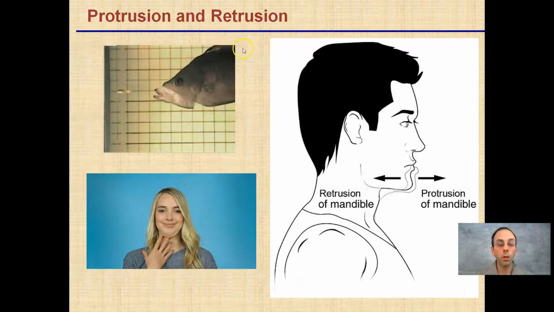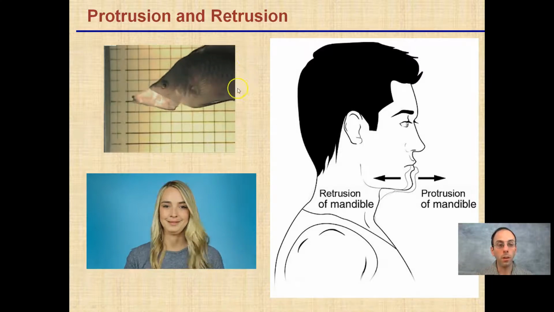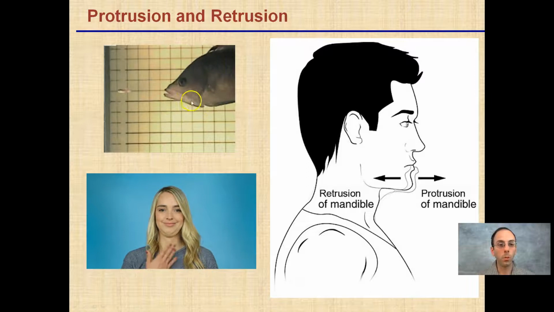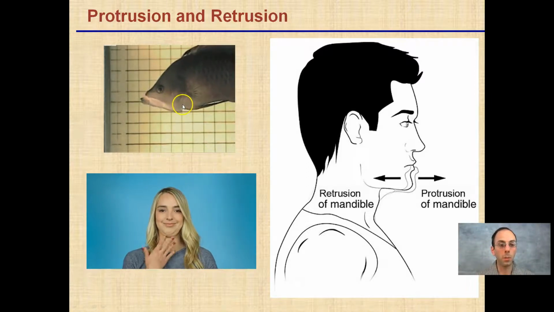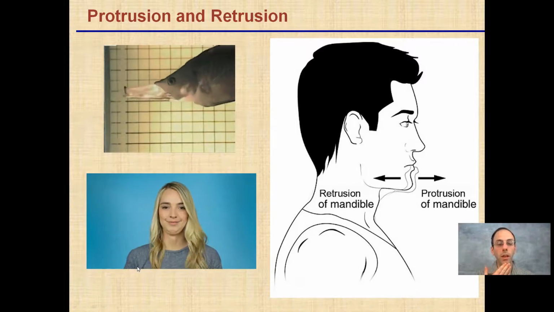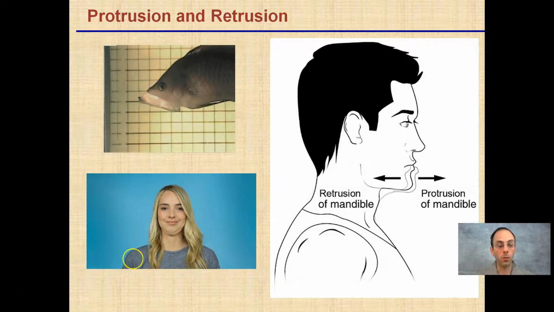Moving on, protrusion and retrusion. So we see the fish here. Initially, we see that protrusion as that jaw extends out, and retrusion as that mandible comes back in here. The woman at the lower point is pushing her chin in, the retrusion position of her mandible.